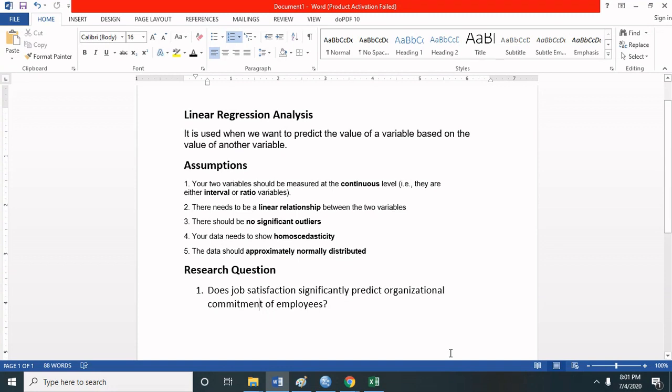This video will demonstrate how to perform linear regression analysis in SPSS. This statistic is used to determine whether one variable predicts the other. The following assumptions must be met.